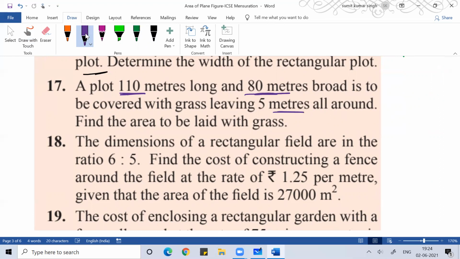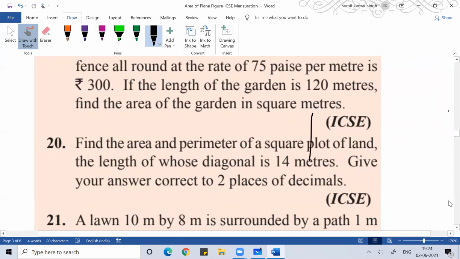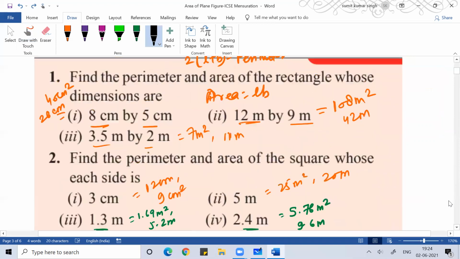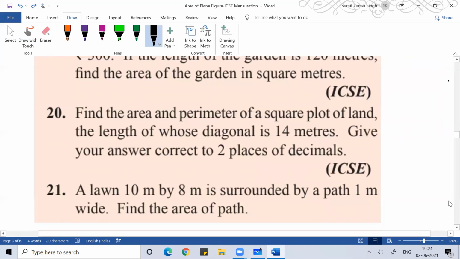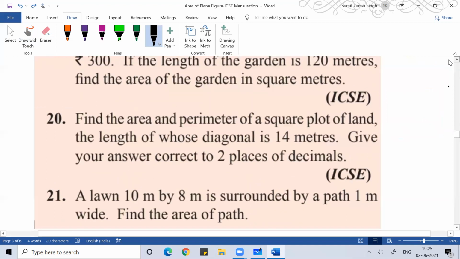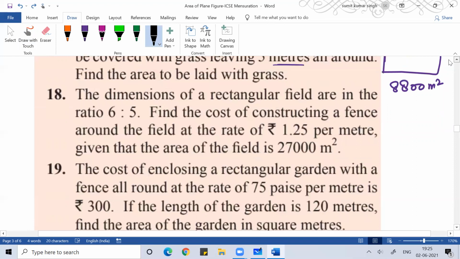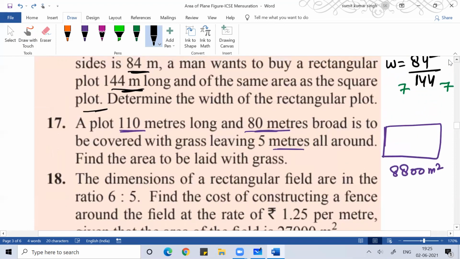So first we'll find the area of the plot, which is 8800 meter square. Very good. And then the length of the... So if I leave 5 meter for boundary or something, leaving 5 meter all around.